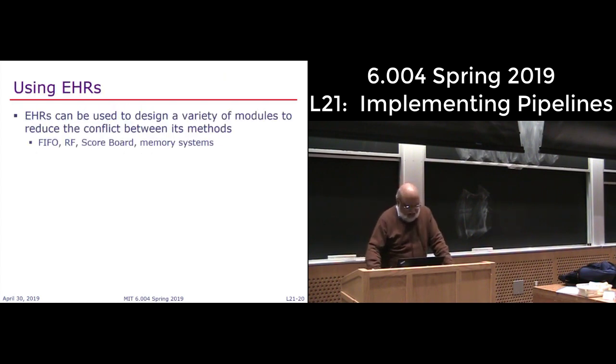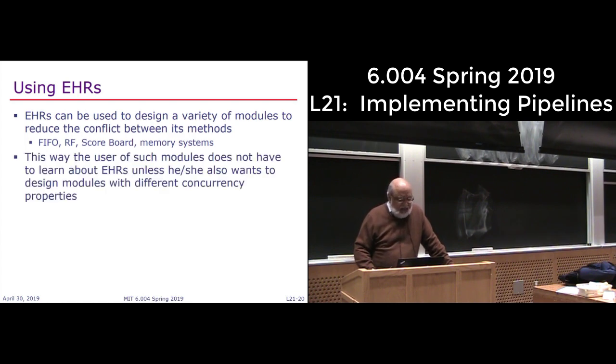Okay, so just to summarize this, what's happening, EHRs can be used to design a variety of modules to reduce the conflict between its methods. I've shown you that in 1-element FIFO, NQ, DQ were conflicting, and we can resolve it in 2 different ways, either bypass or as a pipeline FIFO. And this thing you will discover happens in many modules. This way the user of such modules does not have to learn about EHRs.